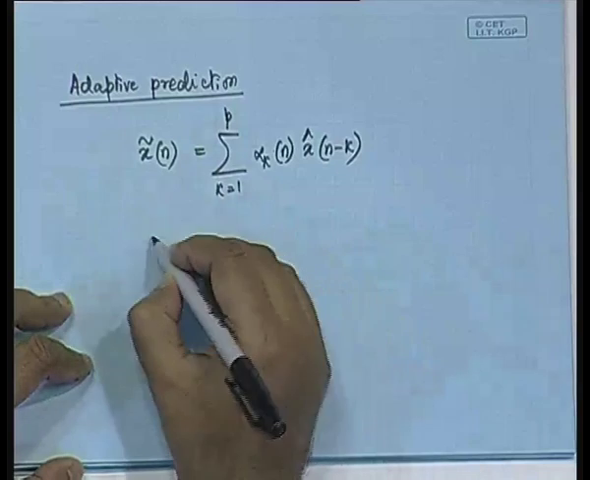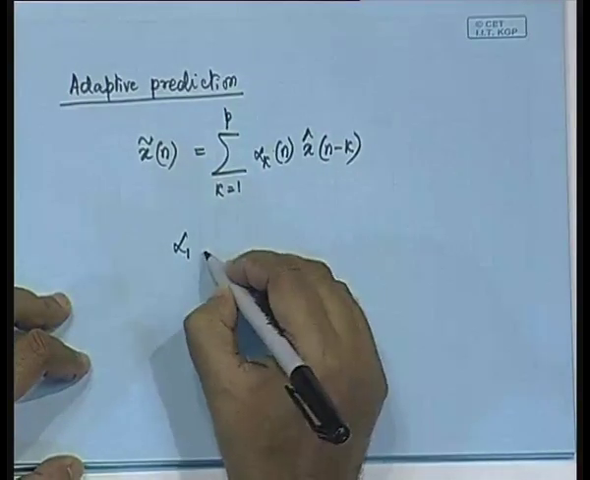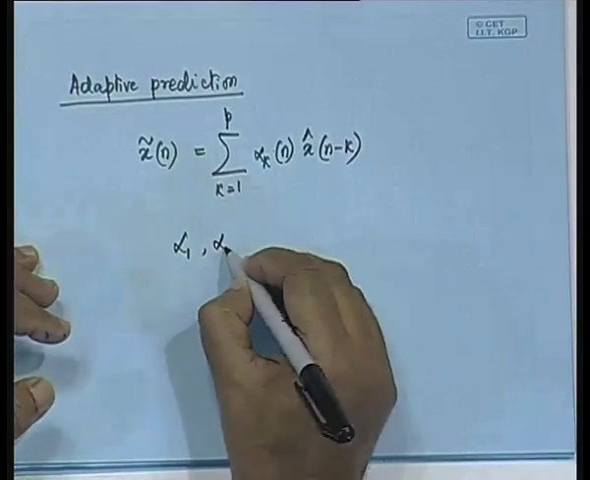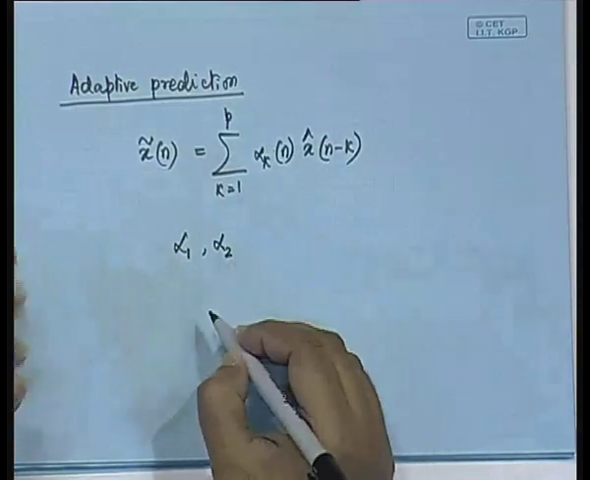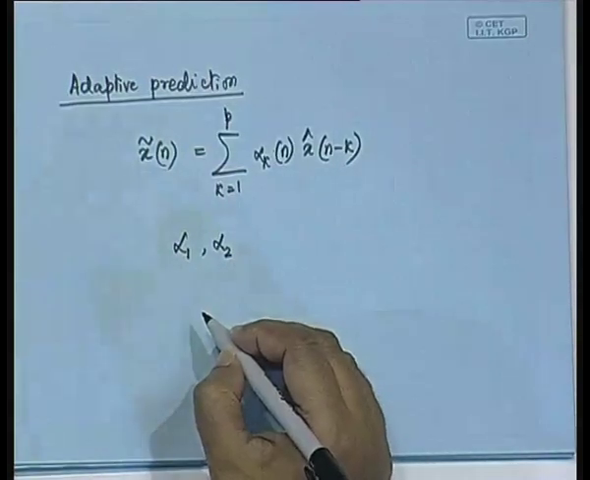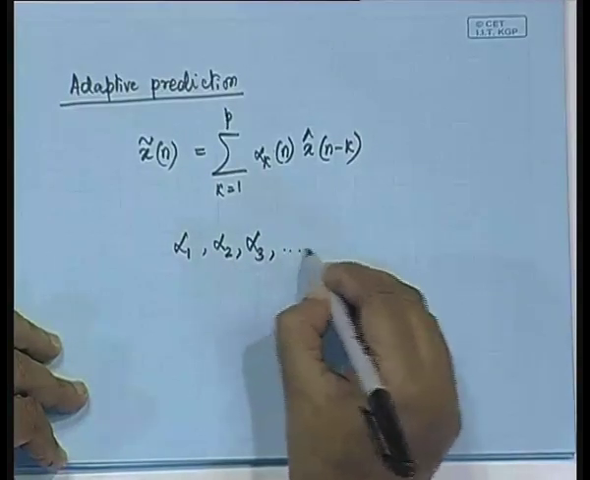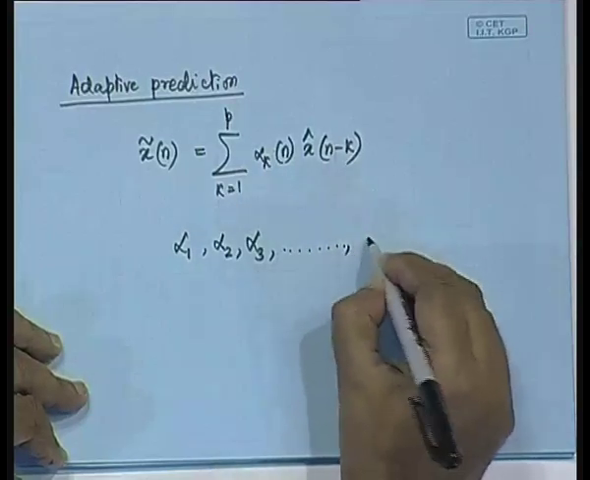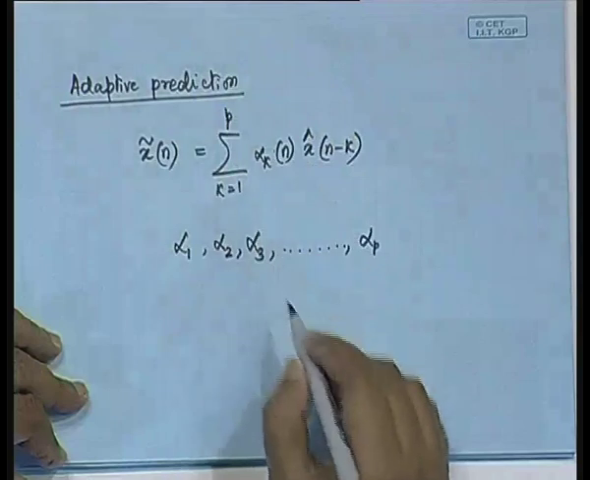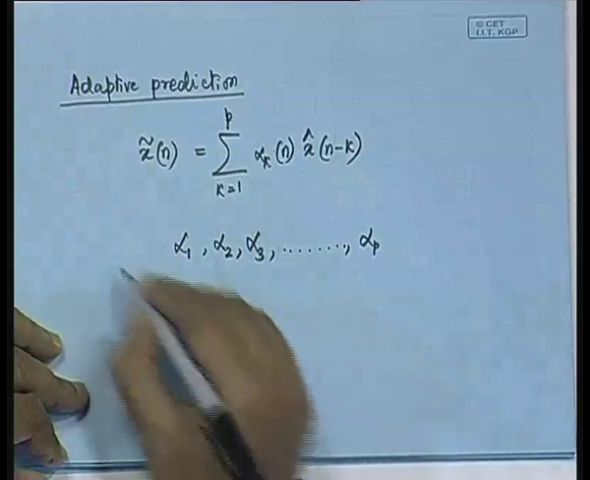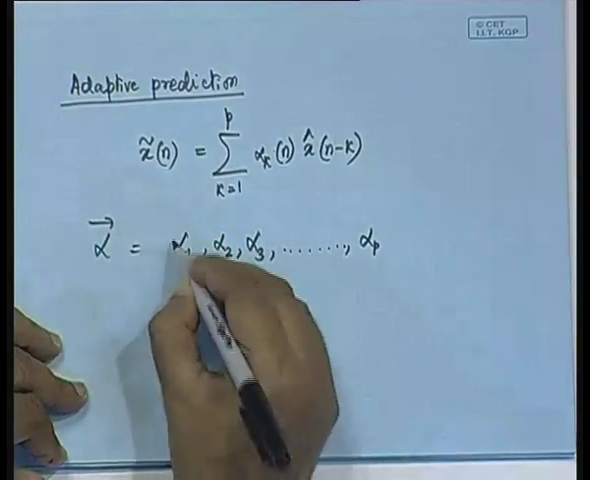And in fact, what we are going to have is that these predictors will be alpha 1 for the first order, and for the sample which is 2 samples old, the coefficient will be alpha 2. For 3 samples old we have alpha 3, etc. So, alpha 1, alpha 2, alpha 3 up to alpha p. Alpha p is the coefficient which is to be used for the sample which is p samples old, and this whole thing we are calling as the alpha vector.